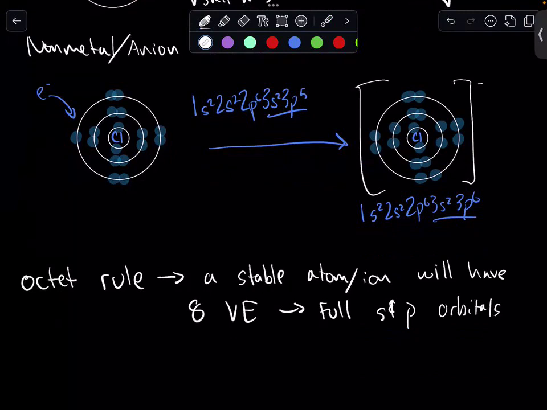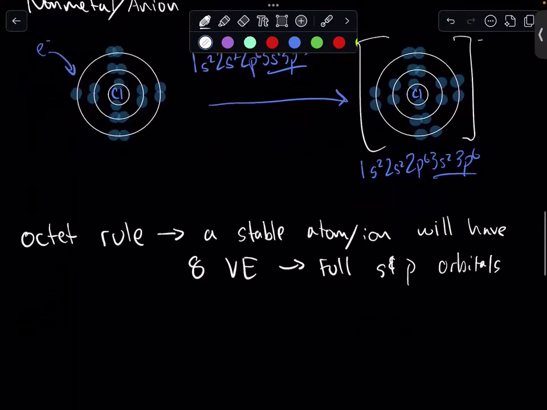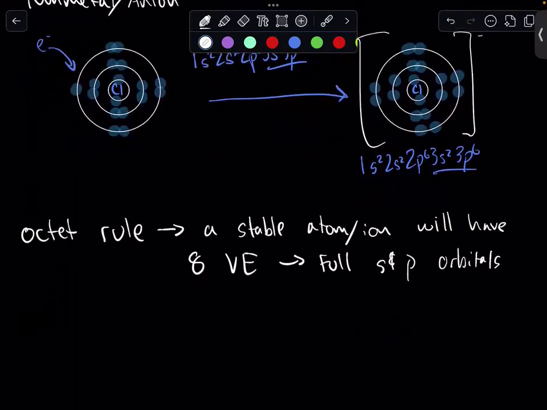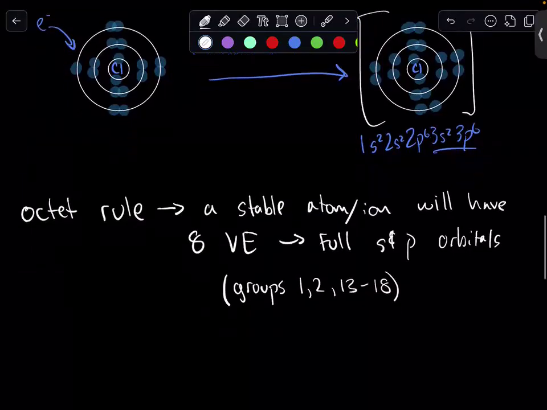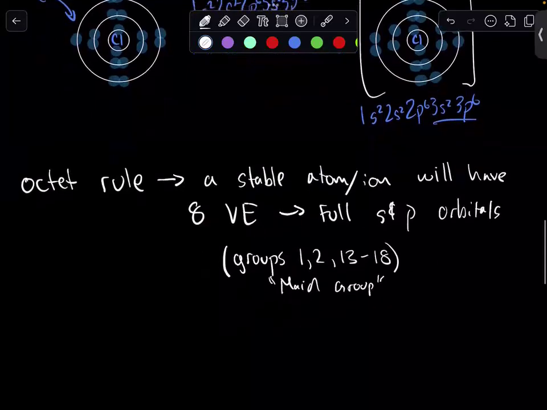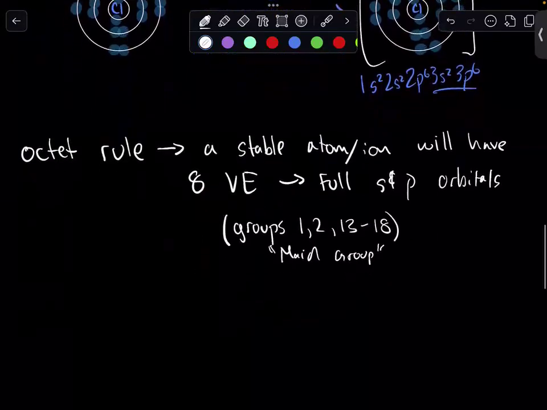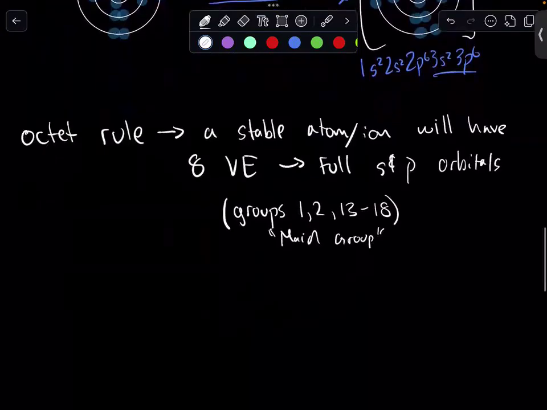Generally, though, this doesn't refer to transition metals. We're specifically talking about what we call main group elements. So this generally refers to our elements in groups 1, 2, 13 through 18. So we're not talking about our transition elements. By the way, I will write that this is what we call main group elements. So if you ever hear the word main group elements, we're referring to 1, 2, 13 to 18. We're not talking about the transition elements.